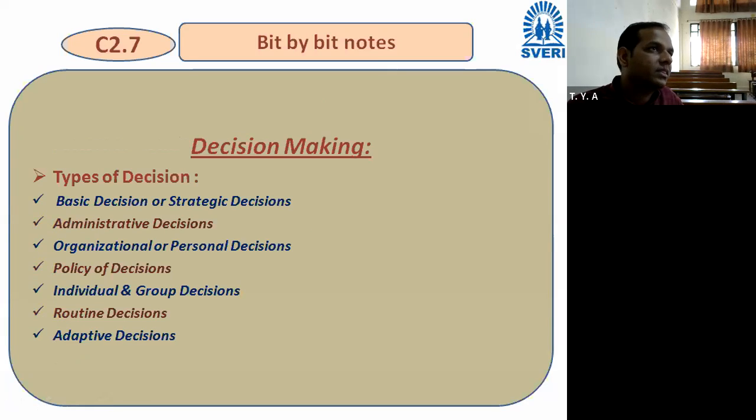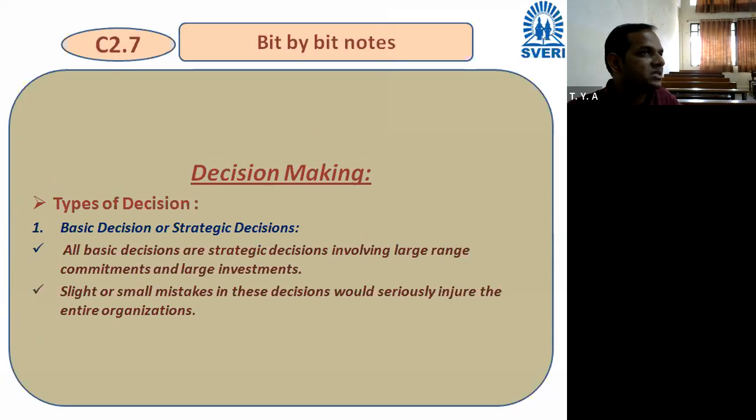Decision making, or you can type the title, types of decision, and listen carefully how many types of decisions there will be. Types of decision. So you can say basic decision or strategic decision, administrative decision, organizational or personal decision, policy decision, individual and group decision, routine decision, adaptive decision. Most of the words are now well known to you, but what comes under each particular decision, that we have to discuss. So the first type of decision is basic decision or strategic decision.